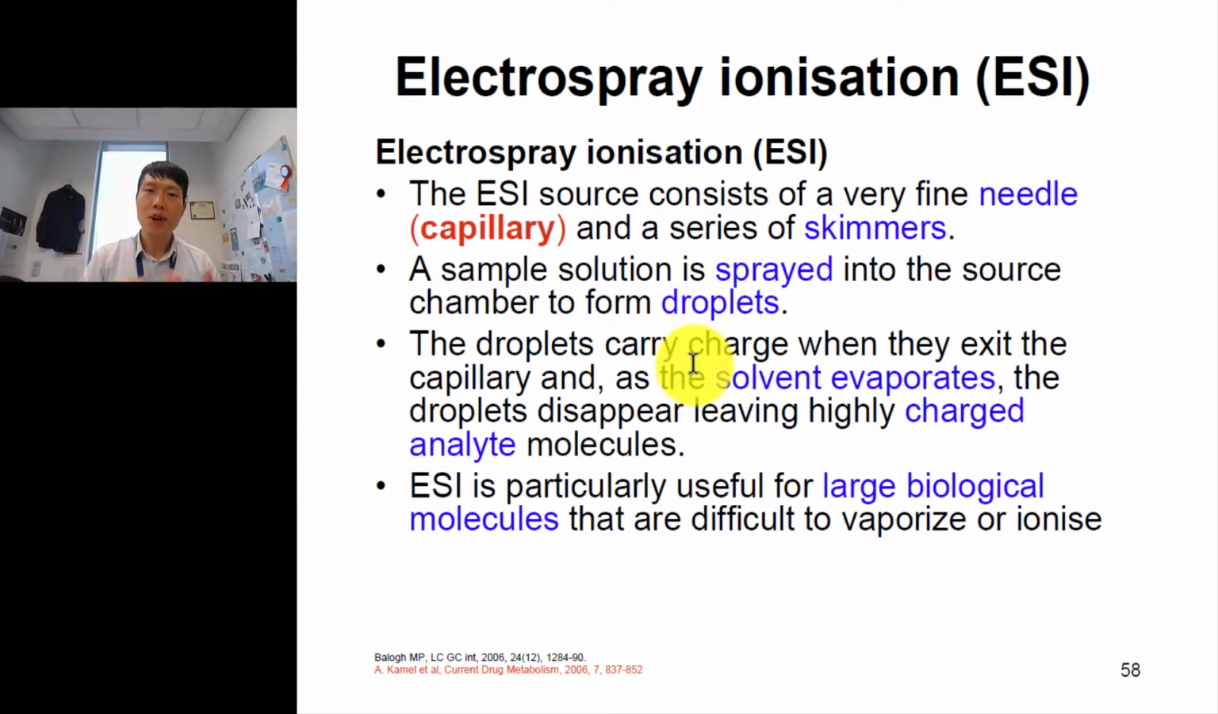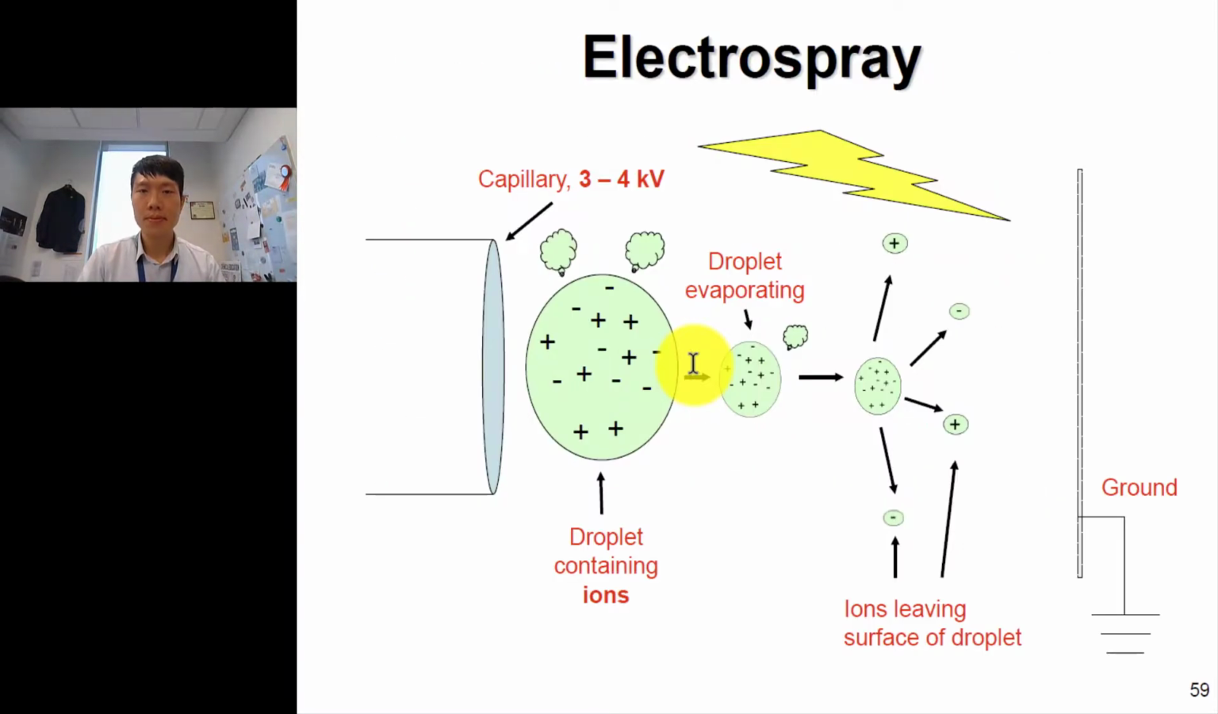ESI is especially useful for large biomolecules like proteins, which are hard to vaporize or ionize. Here's a schematic diagram. Of course we are blowing this up, but imagine a capillary, so thin and fine, expanded, and inside contains your charged species. Then we evaporate to concentrate it, and when you shoot out, you fragment into individually charged ions, leaving the droplet. And here you have a detection.